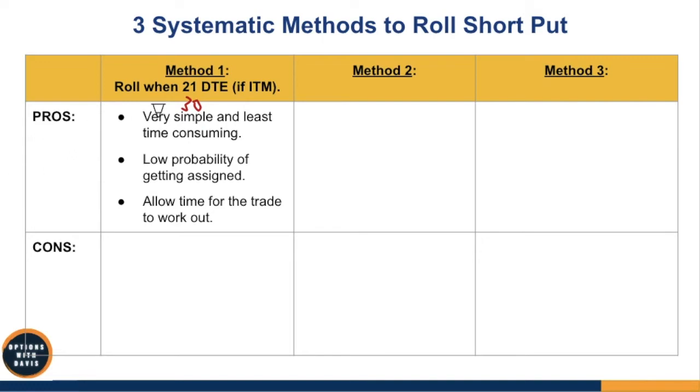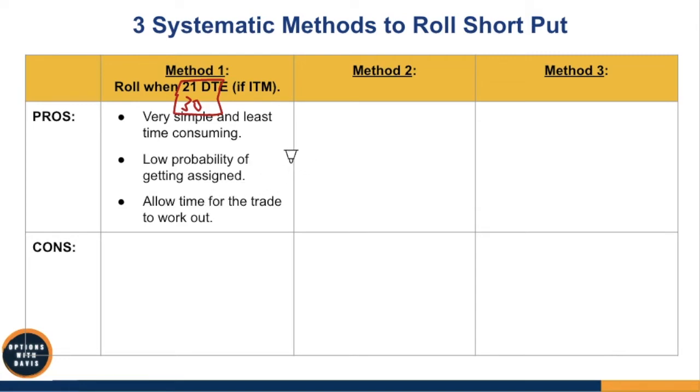Chances are when there's still 30 days left to the expiration of this option, there's still quite a bit of extrinsic value. When there's quite a bit of extrinsic value, there's very little chance that this option will get exercised. So when you keep the rolling to a number of days like this, there's very little chance of you getting assigned. At the same time, you also allow time for the trade to work out.